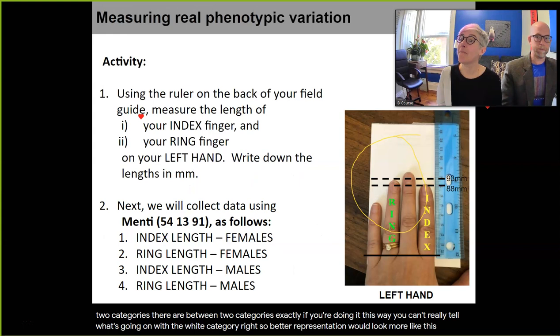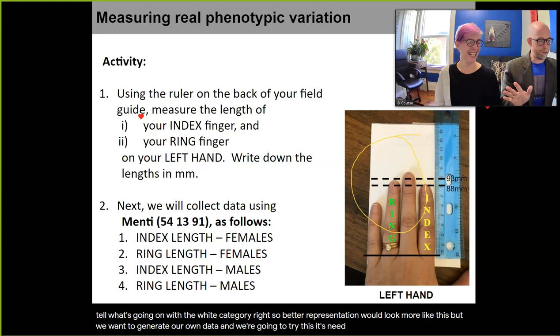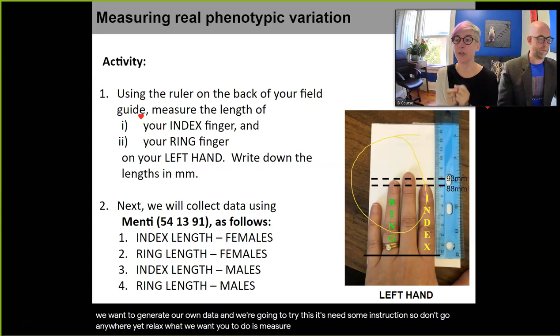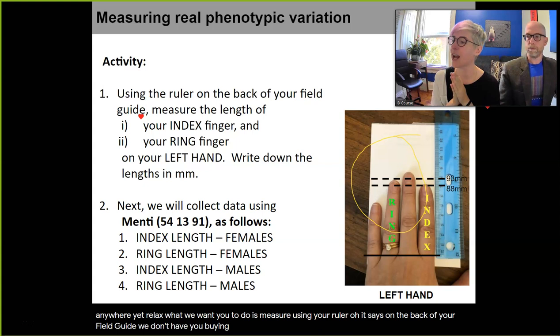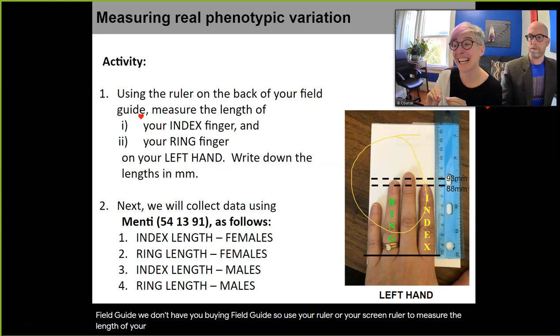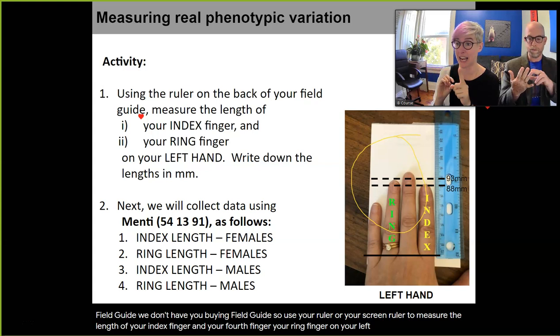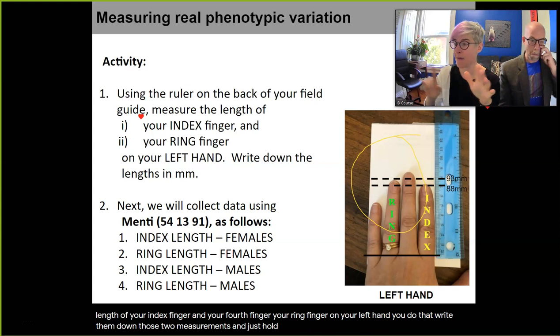But we want to generate our own data, and we're going to try this. This needs some instruction, so don't go anywhere yet. What we want you to do is measure using your ruler. It says on the back of your field guide. Use your ruler or your screen ruler to measure the length of your index finger and your fourth finger, your ring finger, on your left hand. Write those two measurements down, and just hold on, and we'll get things set up to start sharing data.